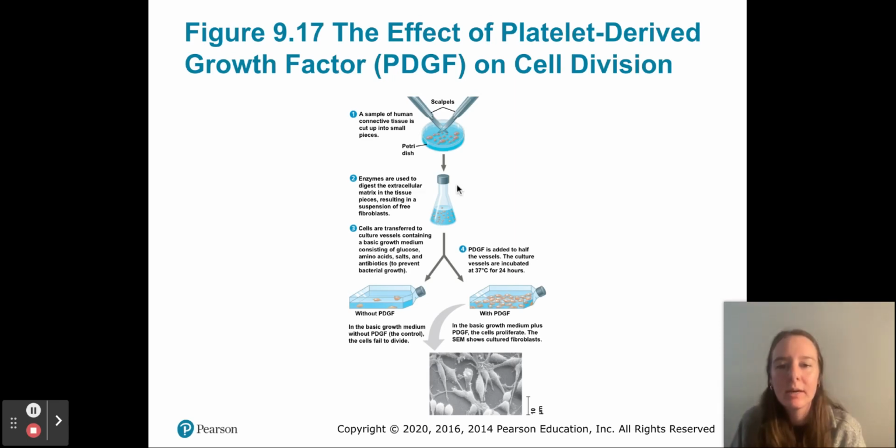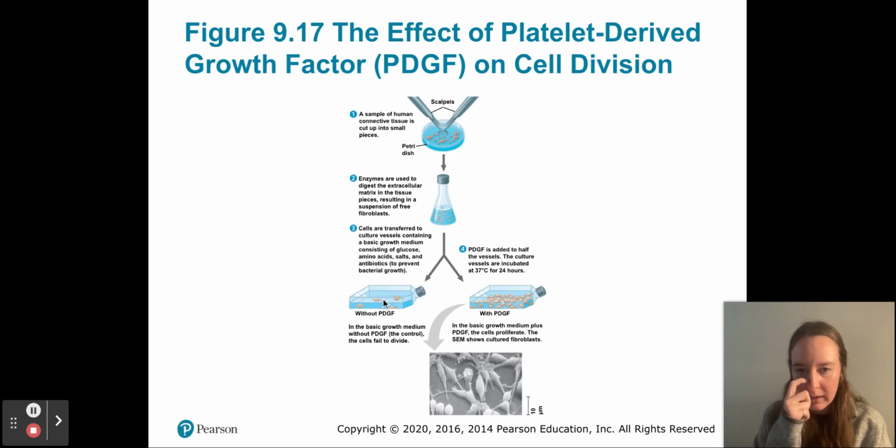Then they took these cells, this culture it's called, and they transferred it to this culture vessel, and it contained a basic growth medium. Basically, it's like sugar, some glucose, amino acids, some salt, so things that keep the cell alive, so make sure it doesn't die, and some antibiotics, so there's no bacteria growing here. And they just kind of let it sit. So this is like our control.